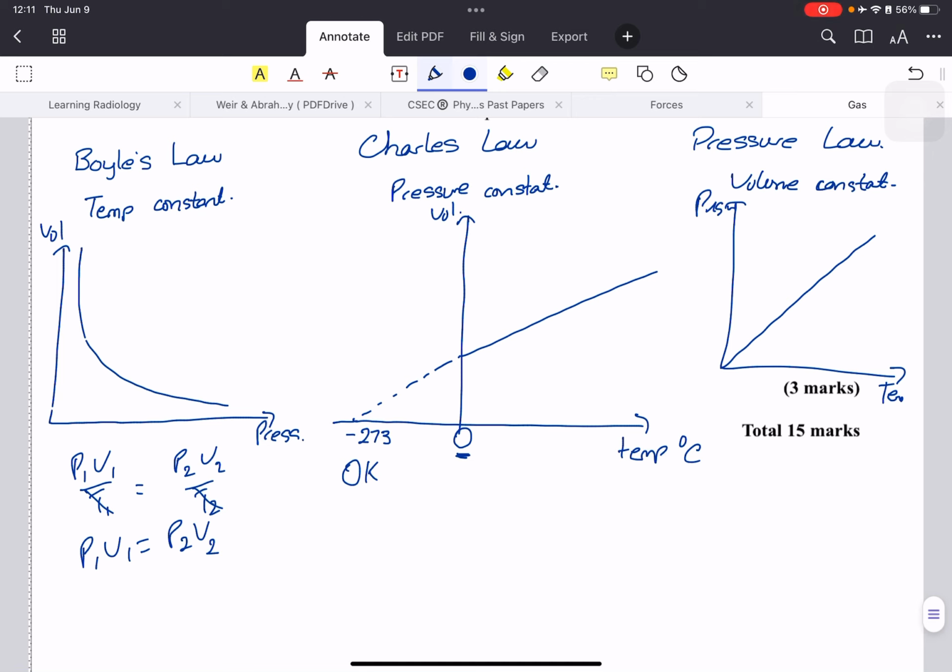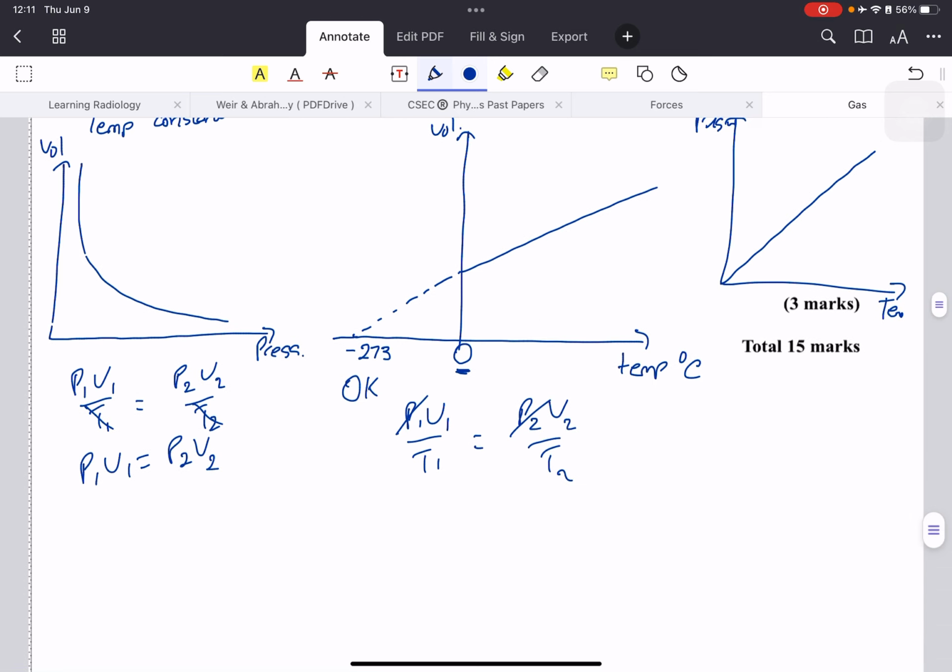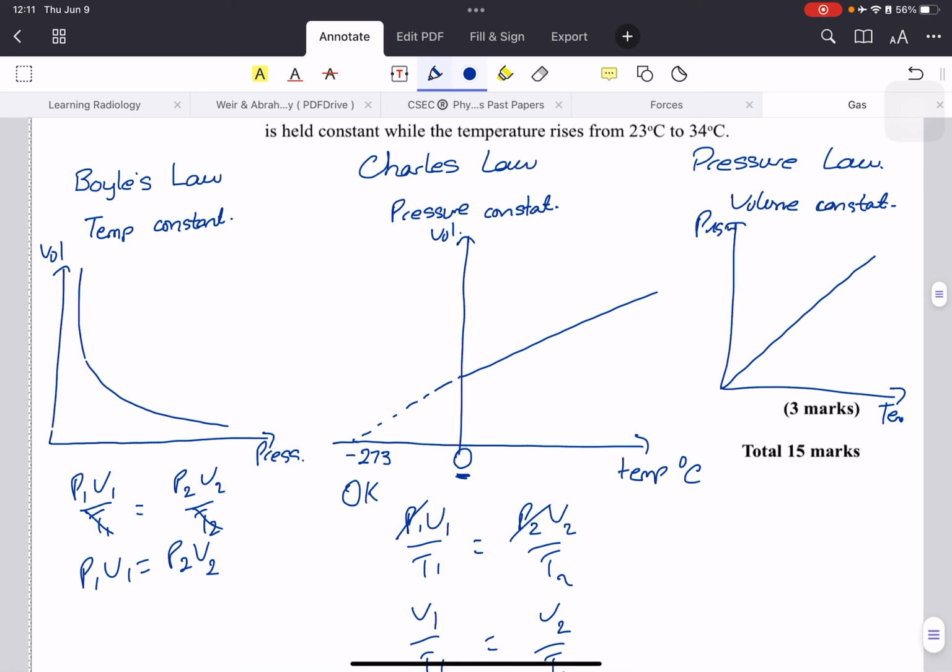For Charles' law, if pressure is constant, well, P1 V1 on T1, P2 V2 on T2, well, you just cross off the pressure. So you end up with V1 on T1 is equal to V2 on T2, and so on and so forth for the pressure law, right?